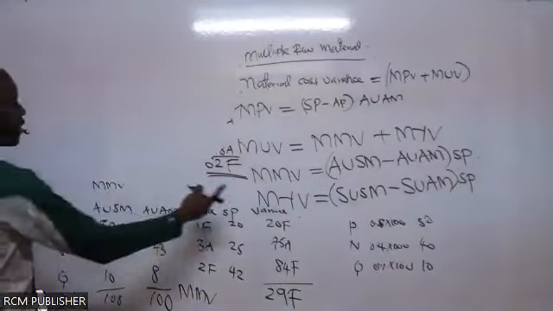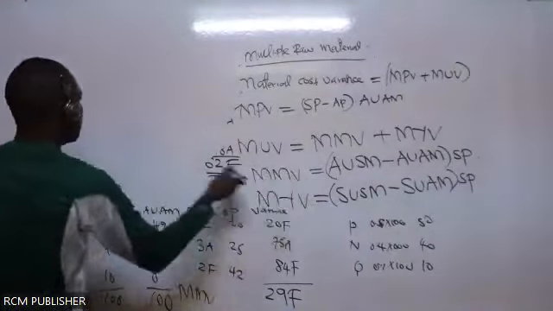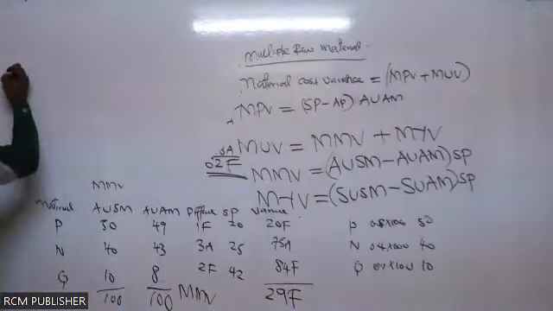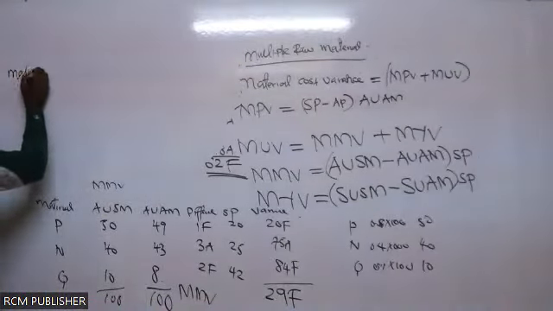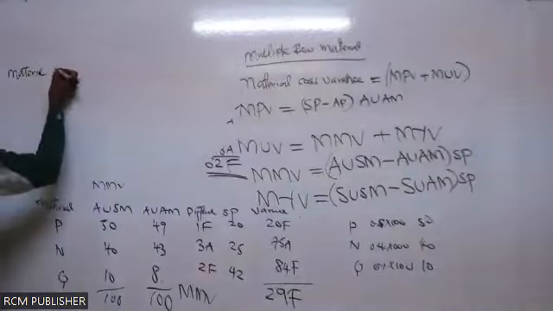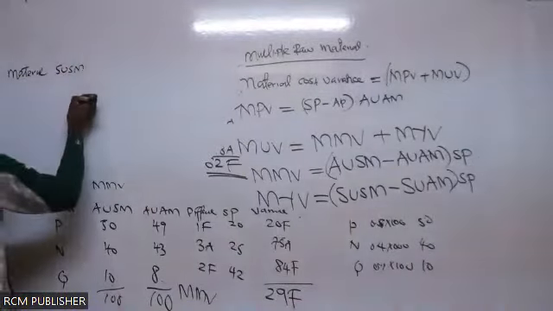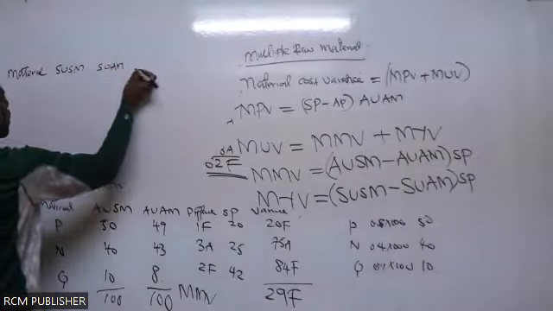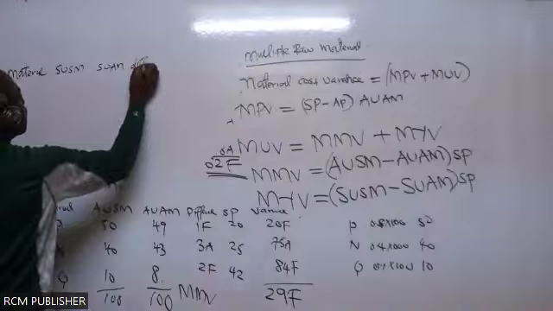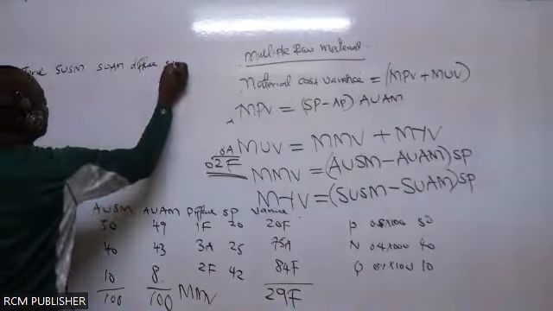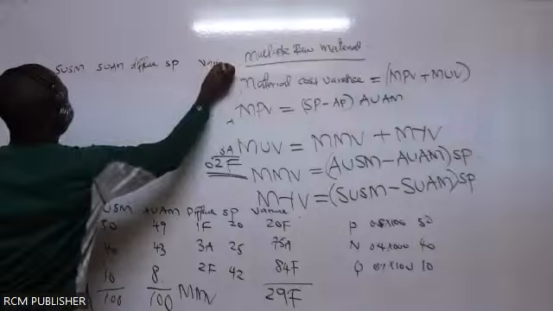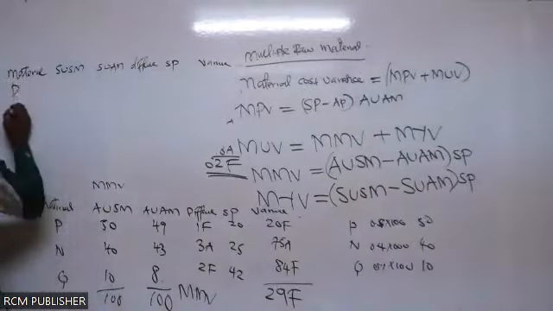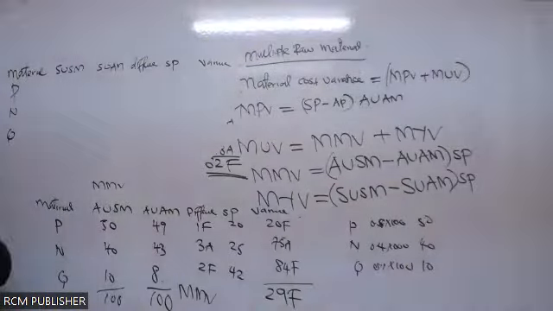Material yield variance says it is standard usage in standard mix. So I come here and have my material. Then I have standard usage in standard mix, then standard usage in actual mix. I look for the difference, standard price, and then variance. Material, we have P, N, Q.